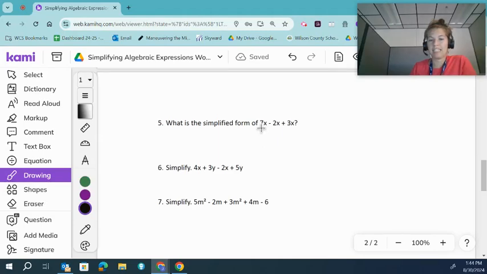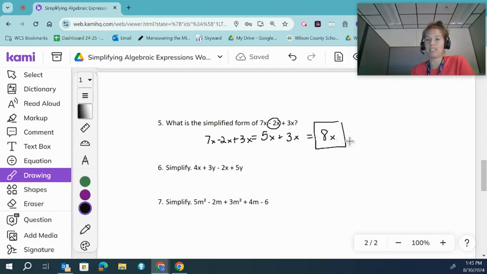This one has 7x minus 2x plus 3x. So don't forget about your subtraction there. So 7x minus 2x is 5x. Again, these are all three like terms, so we can combine them all. And this gives you 8x. So 7x minus 2x plus 3x is equivalent to this 5x plus 3x that I wrote. And it is equivalent to 8x. And 8x is the most simplified version. You can try number 6 here on your own.